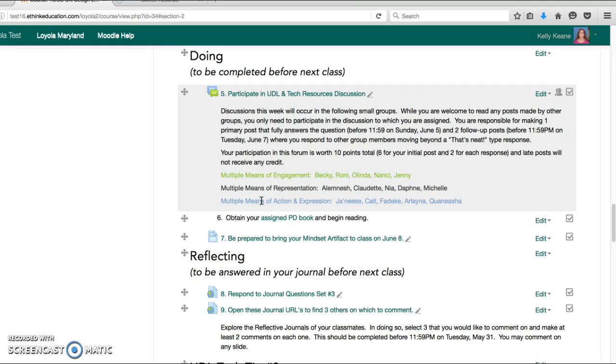So the first original post that you make, which really needs to just fully answer the question, needs to happen before 11:59 on Sunday night, and then you need to do 2 follow-up posts before 11:59 on Tuesday night. Total is 10 points for this, so 6 for the initial and 2 for each response that you'll make to your classmates.